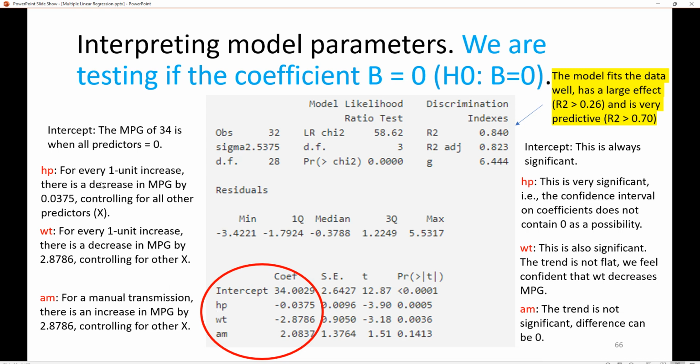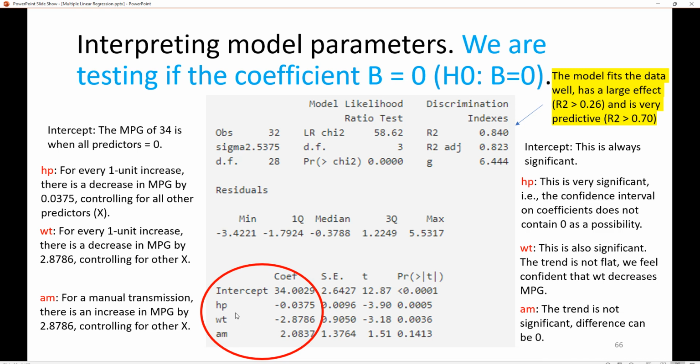For horsepower, HP, that value of negative 0.03 would say that for every 1 unit increase in horsepower, there is a decrease in miles per gallon by 0.0375, controlling for all other predictors.